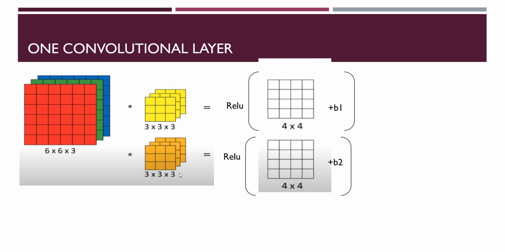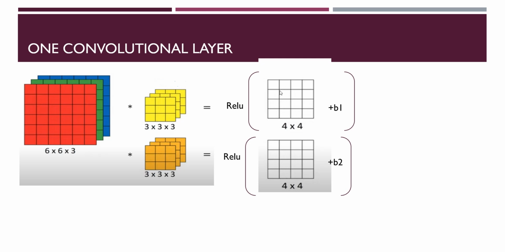So what happens in a convolutional layer is, after this there is some non-linearity which is applied. Convolution is a linear operation. Then we apply an activation function which is non-linear. For example, ReLU is a very common activation function which is applied in convolutional layers. So you have some bias added to this 4 by 4 resultant. When you apply this convolution, you will get a 4 by 4 image for the first filter, and a 4 by 4 image for the second filter.